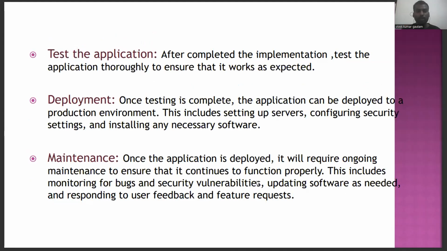And after all this, we need to test the application because we want to make our application faster. After completing the implementation, test the application thoroughly to ensure that it works as expected. And after testing, we need deployment. Once testing is done, the application can be deployed to a production environment. This includes setting up servers, configurations, security settings, and installing any necessary software.